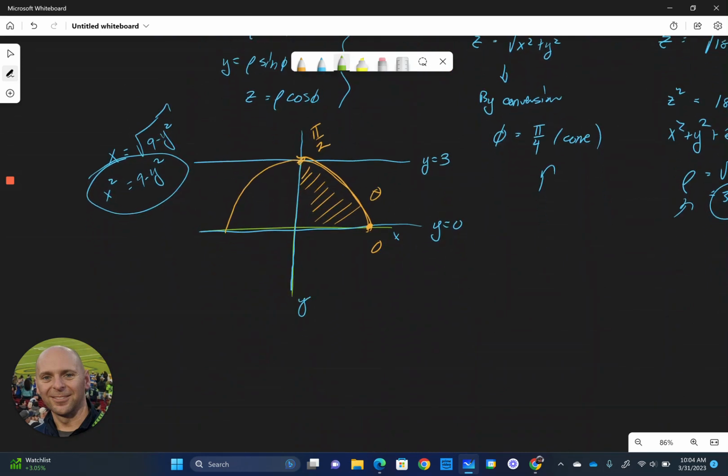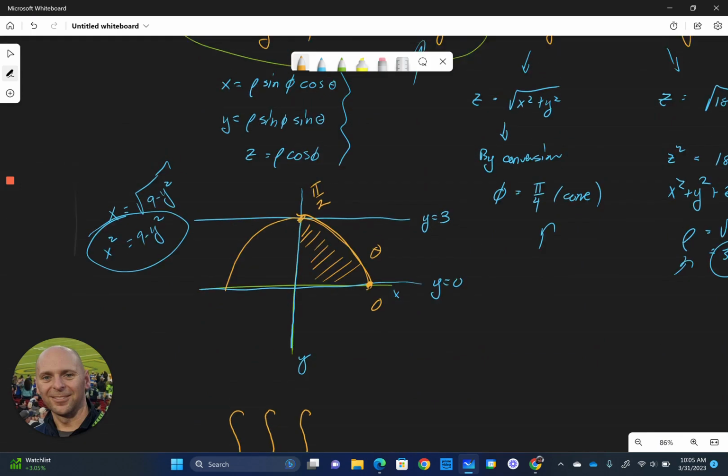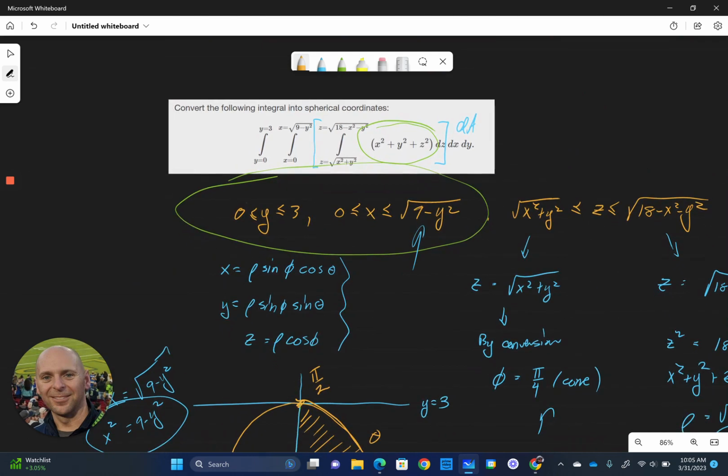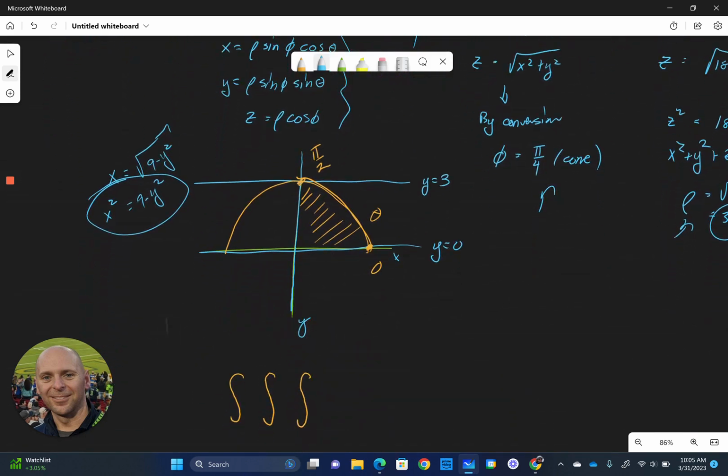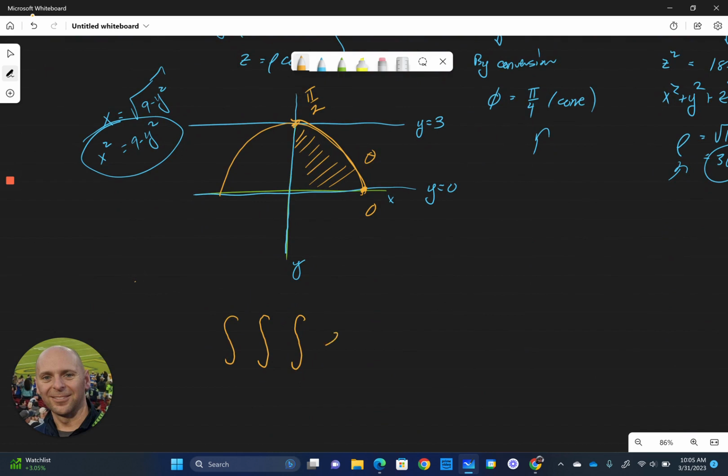So let's start setting this up. I'm going to have our triple integral. X squared plus y squared plus z squared. If you'll remember from our spherical coordinates, there was one more thing that we had that I didn't write down, and that is that x squared plus y squared plus z squared equals rho squared. So this whole inside here in the integrand just turns into rho squared when we convert that over. So we're integrating rho squared.